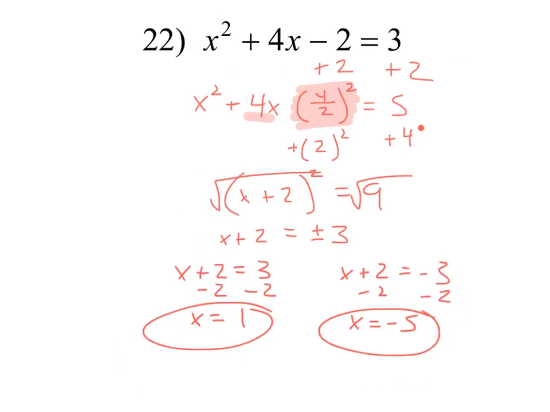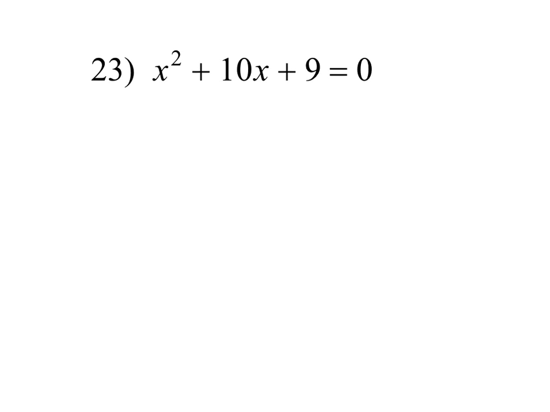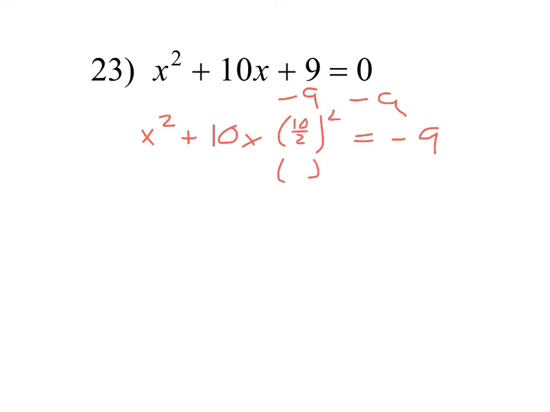Okay, let's go to 23. Andres, what do we do first here? Subtract 9. So our new equation is x squared plus 10x is equal to negative 9. What's going to go in this space here? 10 over 2 squared. So what's 10 over 2? 5. So we're adding a 5 squared on the left side. So what do we need to do to the right side? Add 25, because we're adding the 5 squared, so we have to add 5 squared to the right.